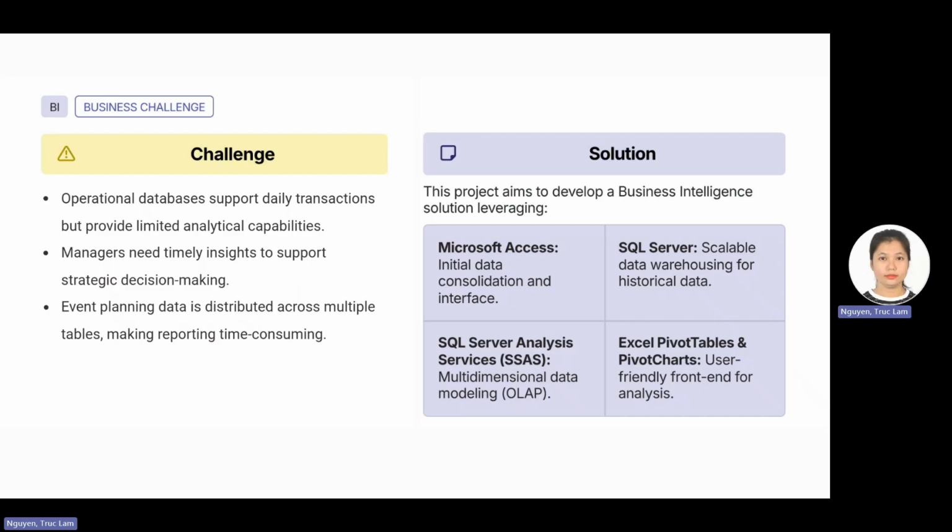So let's start with the business problem. We can see that event planning companies manage a lot of operational data, including customer, event, payment, location, and employees. So managers often need to answer many questions, and answering these questions usually requires joining multiple tables and creating reports manually. So to solve this problem, I developed a business intelligence solution using Microsoft Access, SQL Server Analysis Services, and Excel PivotTable.